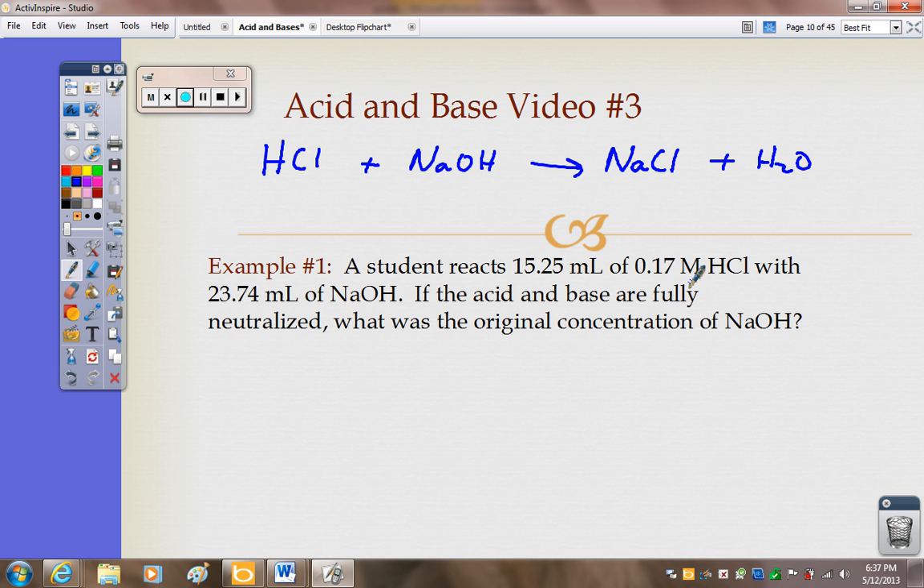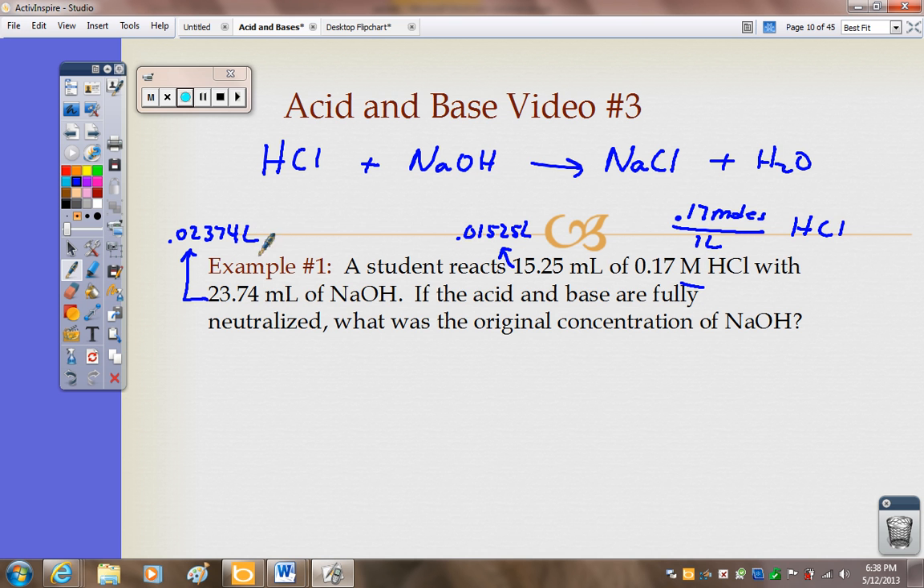Next, whenever you see molarity or molality, you should be expanding the unit. Show what this really means. So 0.17 molar means you have 0.17 moles per every 1 liter of HCl. So this becomes a conversion factor. Now the milliliters, we want to rewrite those as liters. So take your milliliters, divide that by 1,000 to get your liters.